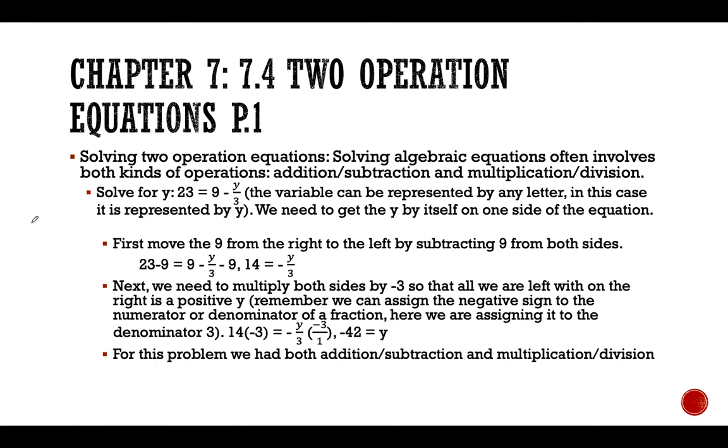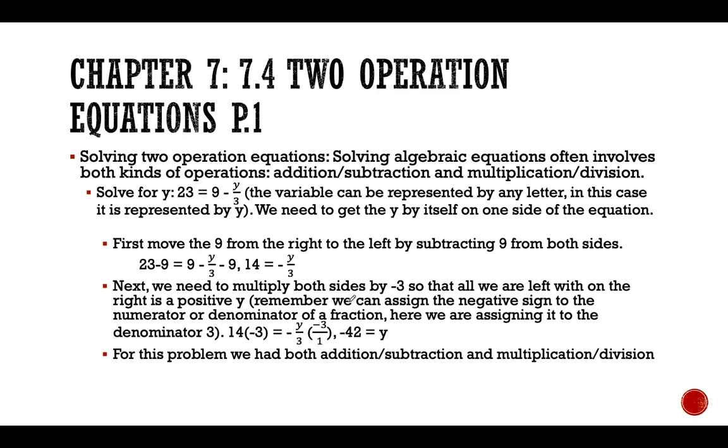Solving two-operation equations. Solving algebraic equations often involves both kinds of operations, addition, subtraction, and multiplication, division. Solve for y. 23 equals 9 minus y over 3. The variable can be any letter, and in this case, we've decided to use y for the variable instead of x. So we need to get the y by itself on one side of the equation.